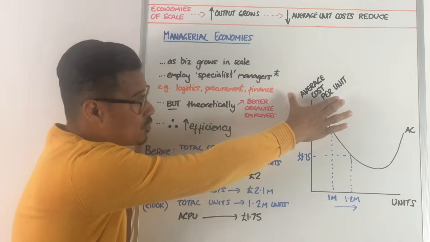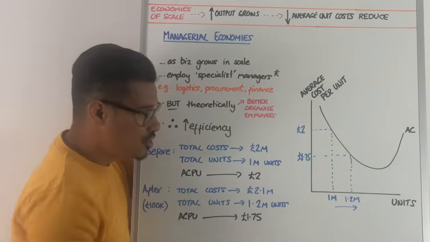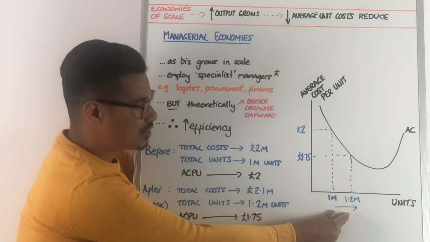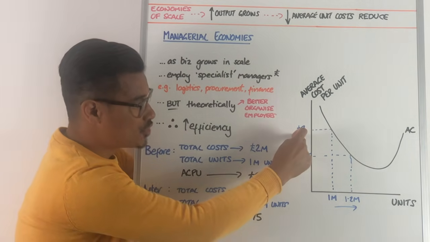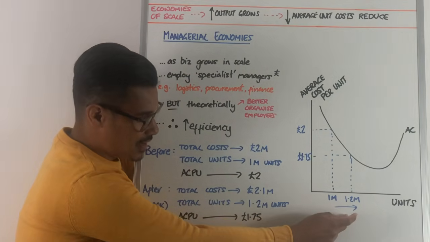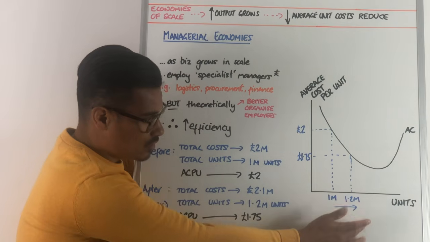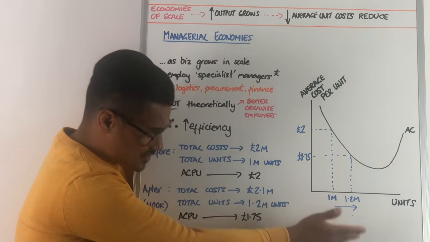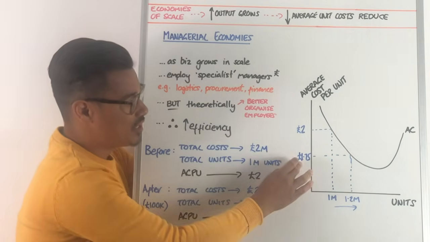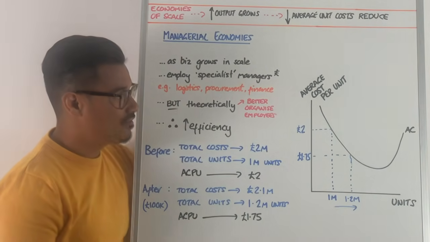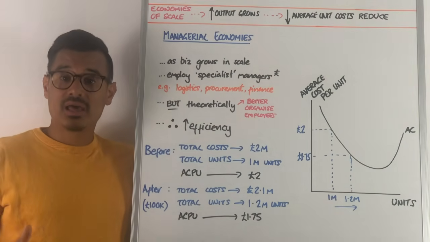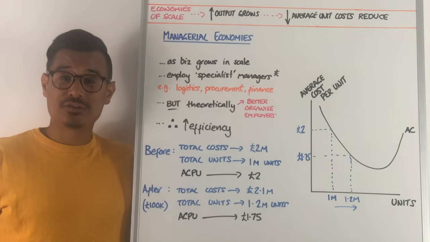So clearly the average cost per unit has fallen, and we can see it on an AC diagram here. So your average cost per unit on this axis and your units on the other axis, and you can see firstly, we were at 1 million units of production, and that came to £2 per unit. We introduced the specialist manager, and that specialist manager allowed the units to increase to 1.2 million units, and that led to a fall in your average cost per unit to £1.75, which is fantastic for a business because it will make their costs reduce and make them more price competitive.